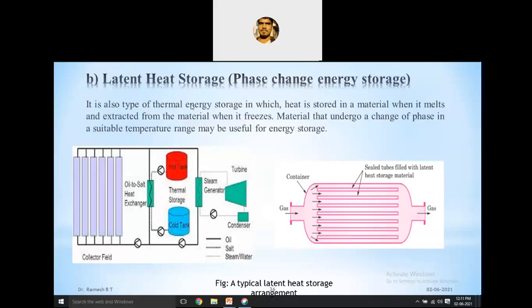Generally they are using Glauber salt. That is what Glauber salt means, Na2SO4·10H2O, with 10 units of H2O. So if you go with the equation Na2SO4·10H2O plus energy gives rise to Na2SO4 plus 10H2O, the energy is stored, and by reversing that equation the energy is released. Clear?